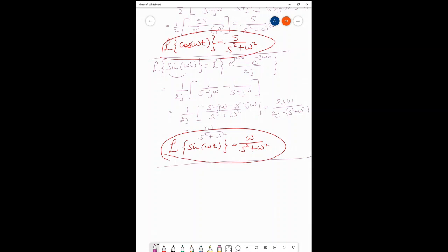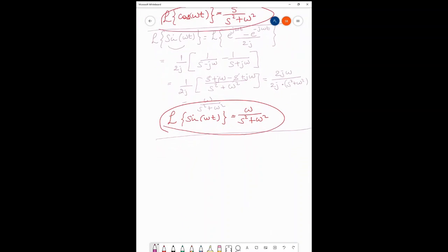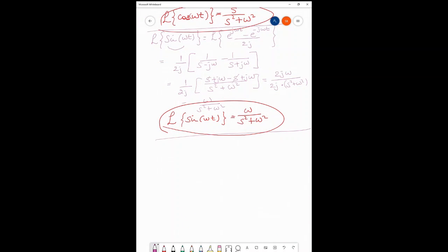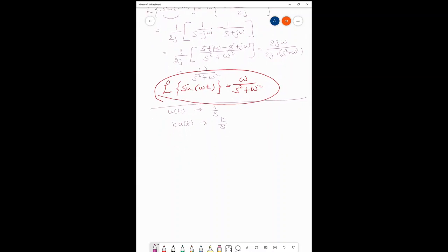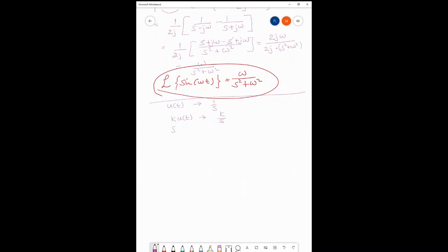So in that case, when we are given any function, it is better to convert it into these functions that we have already seen. Just to summarize, we have seen the Laplace transform of u(t) as 1 over s. So any constant k multiplied by u(t) would give us k over s. And we have seen the Laplace transform of the Dirac delta to be 1.